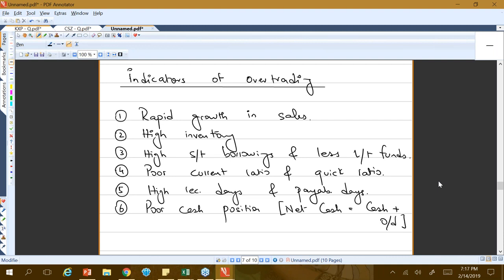And you'll have to do a bit of ratios, work out receivable days, which you know now, payable days, current ratios, quick ratios, and then be able to think about these indicators. So that is what overtrading is really all about.